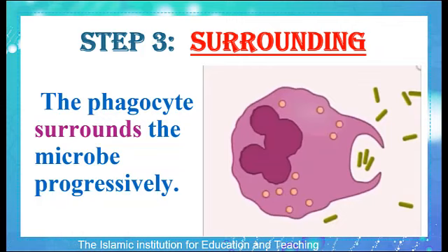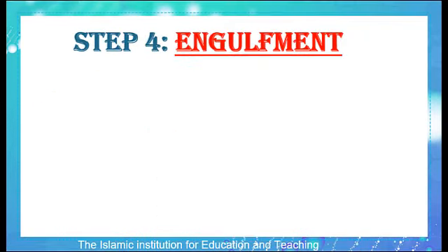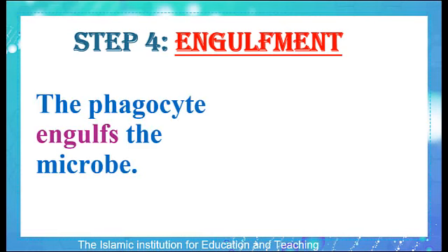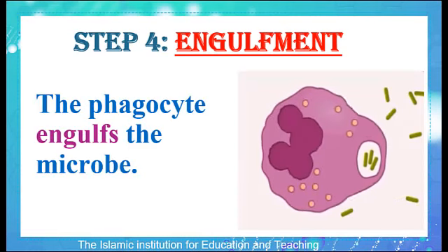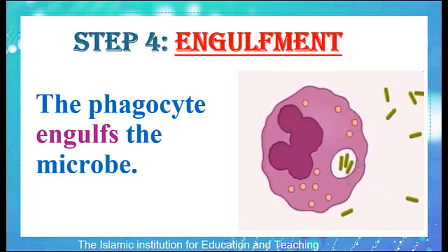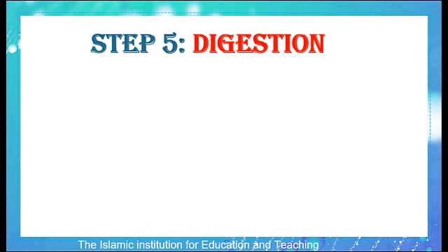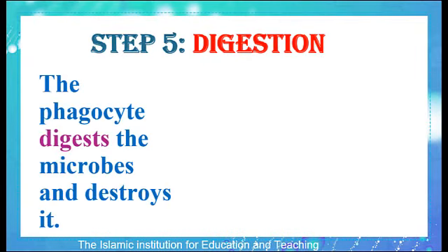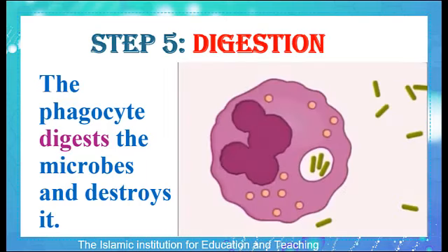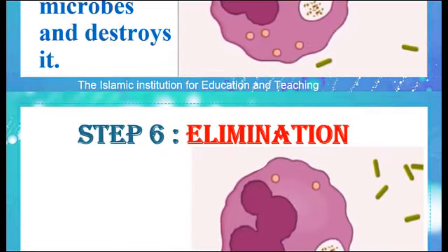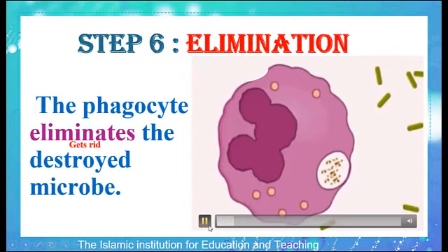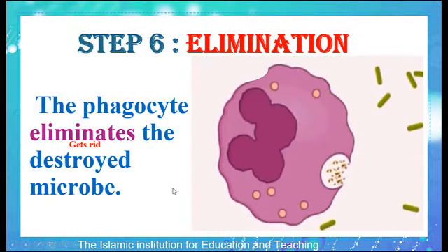After surrounding, the fourth step is engulfment. The phagocyte engulfs the microbes and takes them inside it. After engulfment, digestion starts, by which the phagocyte, which is the macrophage or the granulocyte, digests the microbes and destroys them. After the microbes are digested by the phagocyte, elimination starts, by which the phagocyte eliminates or gets rid of the destroyed microbes.